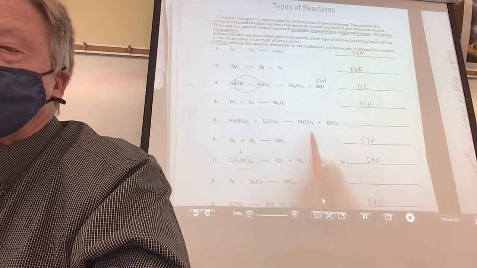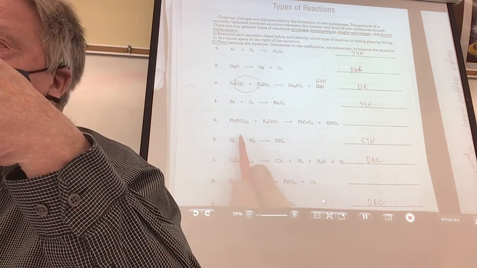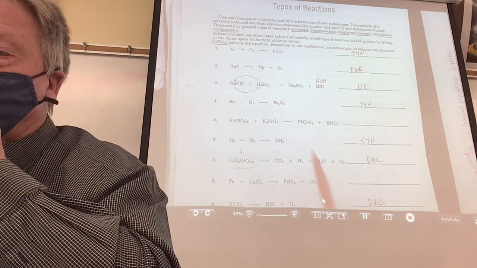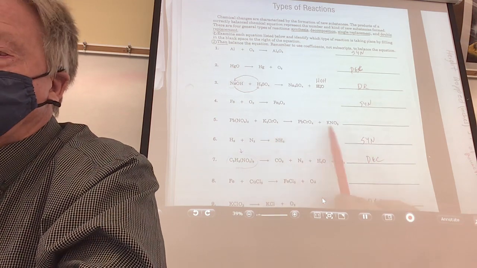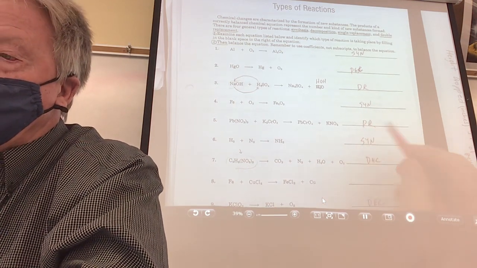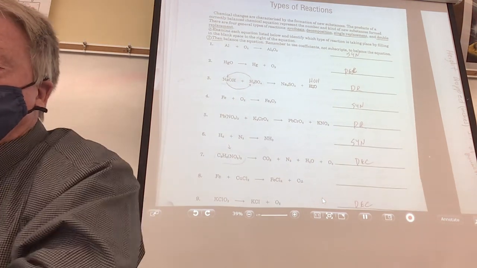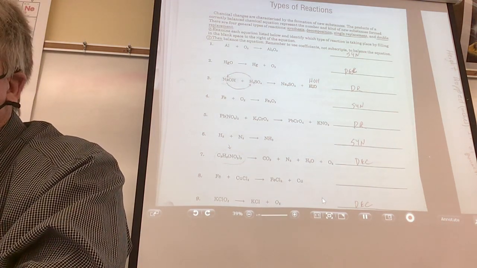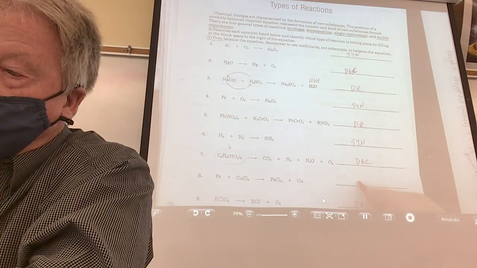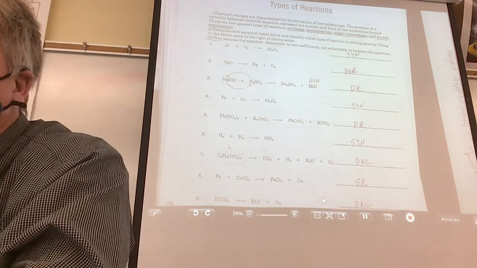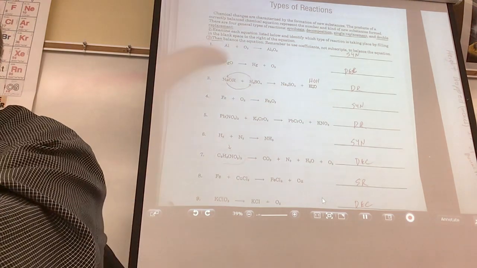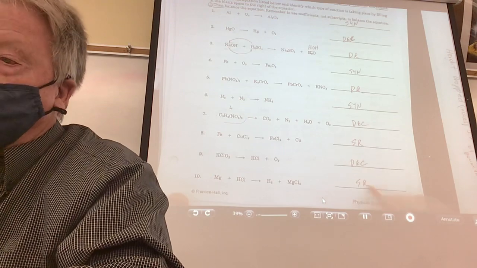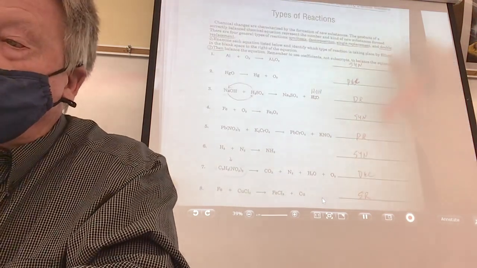Can you see this as a lead and nitrate? Can you see it as A and B? Can you see it that way? Yeah. Okay, so what do you think? All right, double replacement. Okay, and what about number 8? What's number 8? Single replacement. Very good. You guys are very good. Okay. Next, how about number 10? Single replacement. Excellent.